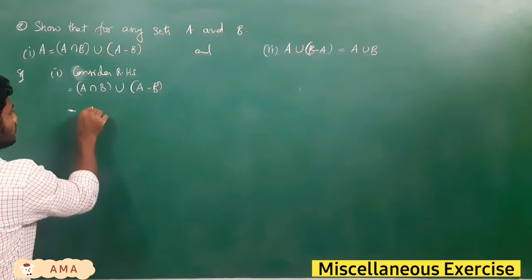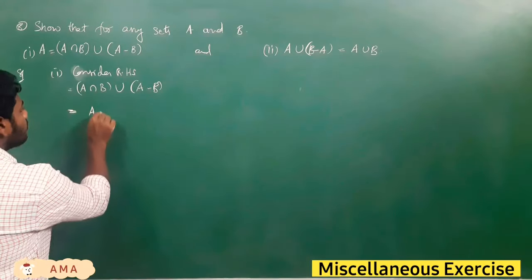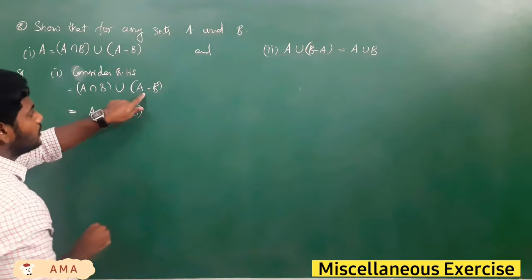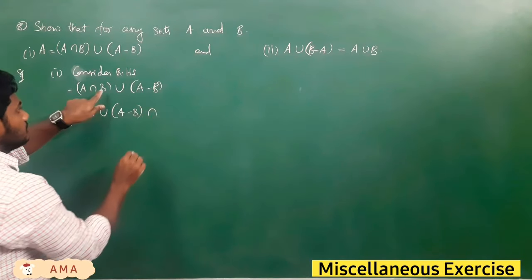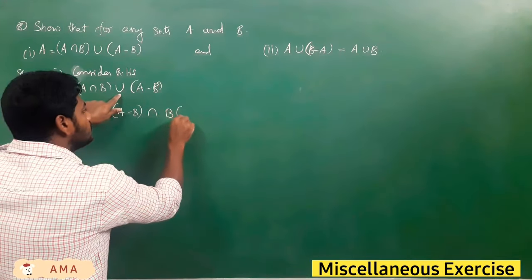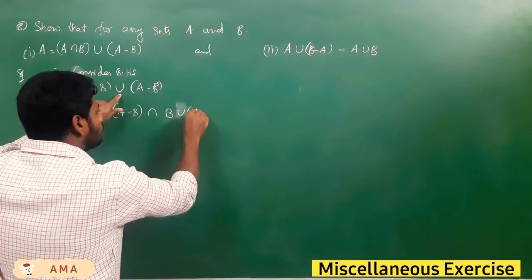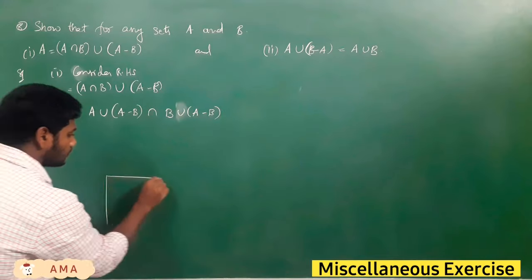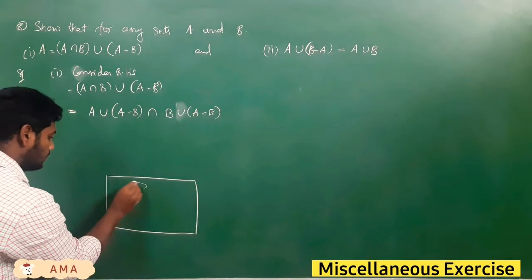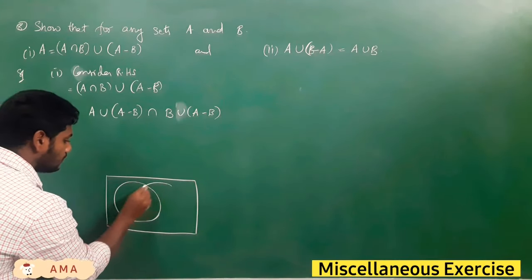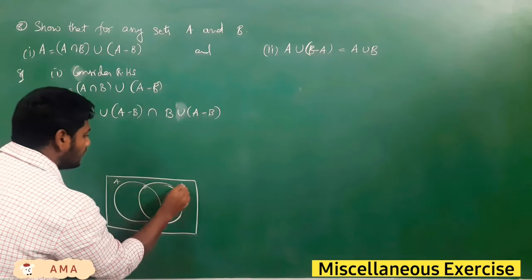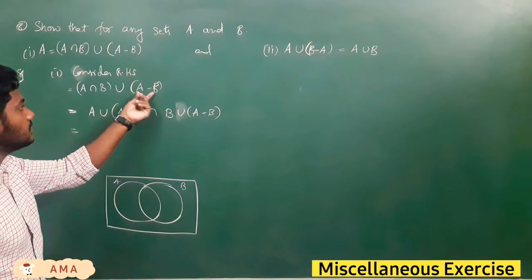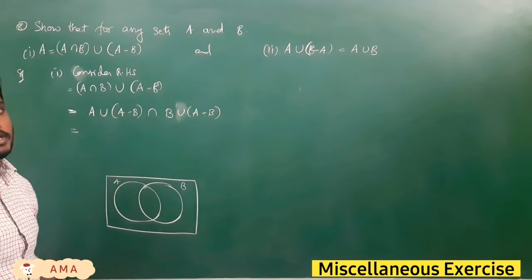I will write it as A union of A minus B, intersection B union of A minus B. Let us consider this. If this is A and this is B, do you understand this or not? A union of A minus B intersection B union of A minus B.